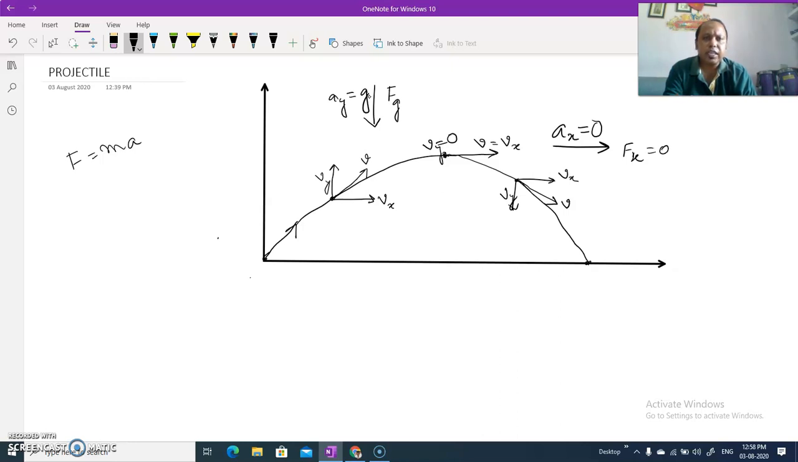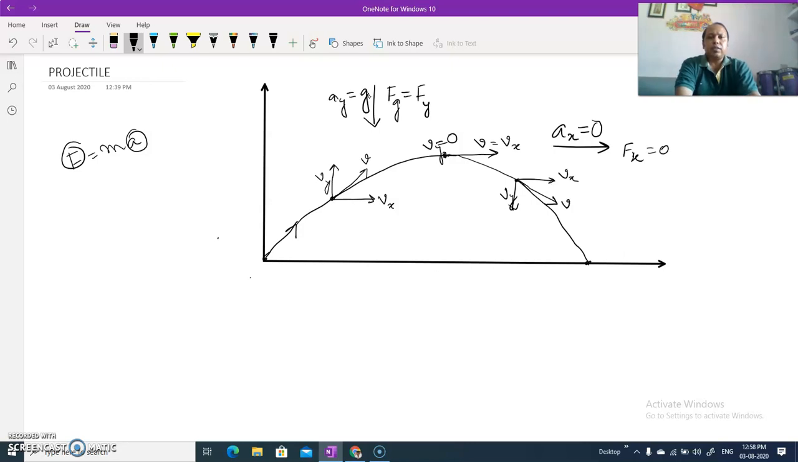No force is acting in the horizontal direction. Only in the vertical direction is the force acting. So in the vertical direction, the force Fy is the gravitational force only. Obviously, if force is 0, acceleration will also be 0. Therefore, acceleration along the horizontal direction is 0.